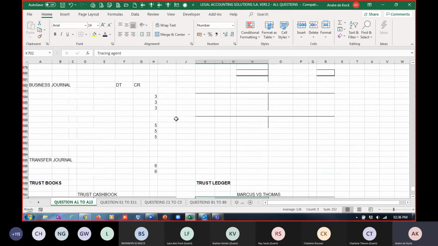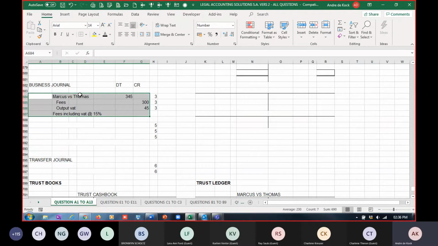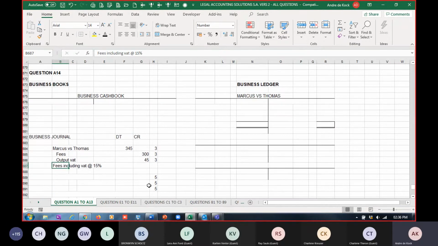Have I got a transaction? Yes. Is it trust or business? It is business. Has 345 gone through my bank account? No. So it's got to go in the business journal. So in the business journal, who do I have to debit? I've got to debit Marcus in the matter of Thomas, credit fees and credit output VAT, and I show my narration. Now I post that from the business journal into the business ledger. So I'm going to debit Marcus versus Thomas with the 345. I'm going to open up a fees account and credit the fees with the 300. And then the output VAT I'm going to open, and I'm going to credit that with the 45 rand.